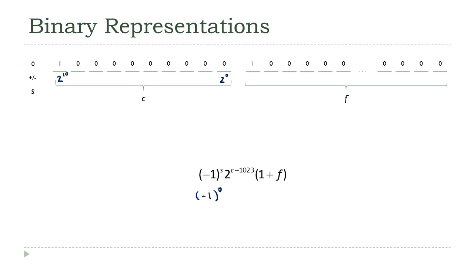Right, so the C is 1 times 2 to the 10th, which is 1024. So I'm going to put that in here for my exponent. It becomes 2 to the 1024 minus 1023. Okay, so obviously that's going to be 1, right? So our exponent part is going to end up being 2.